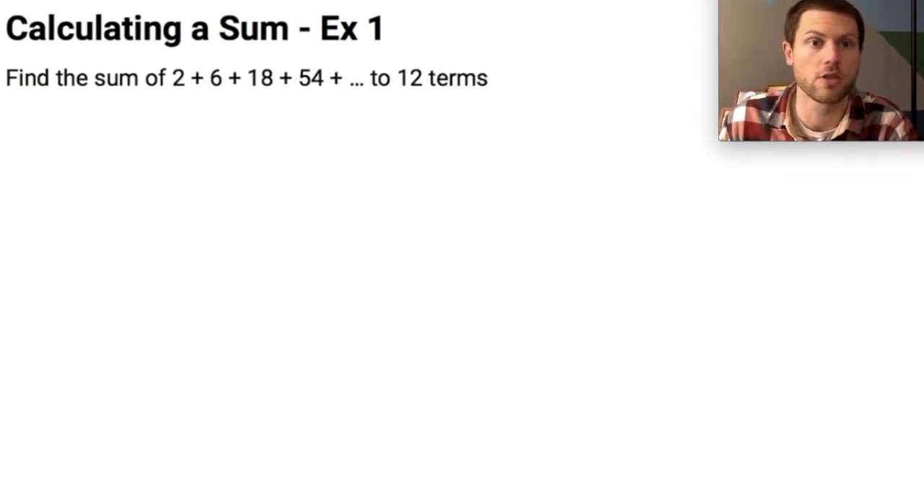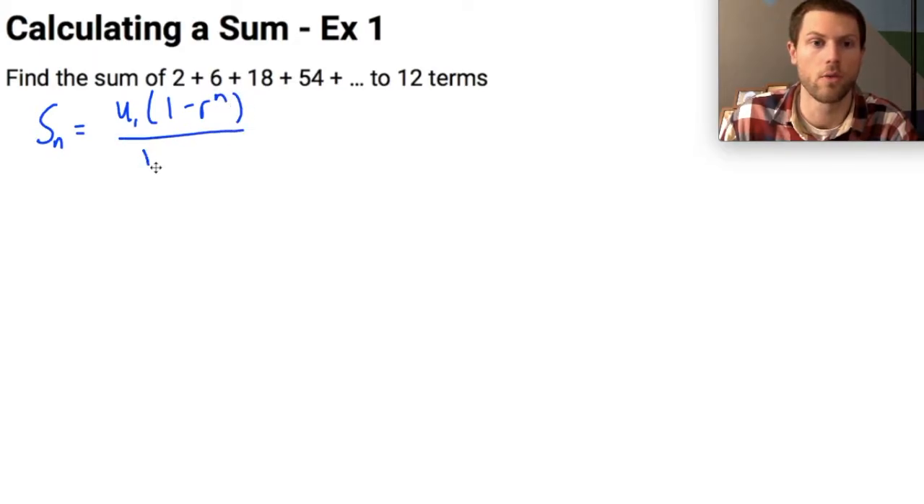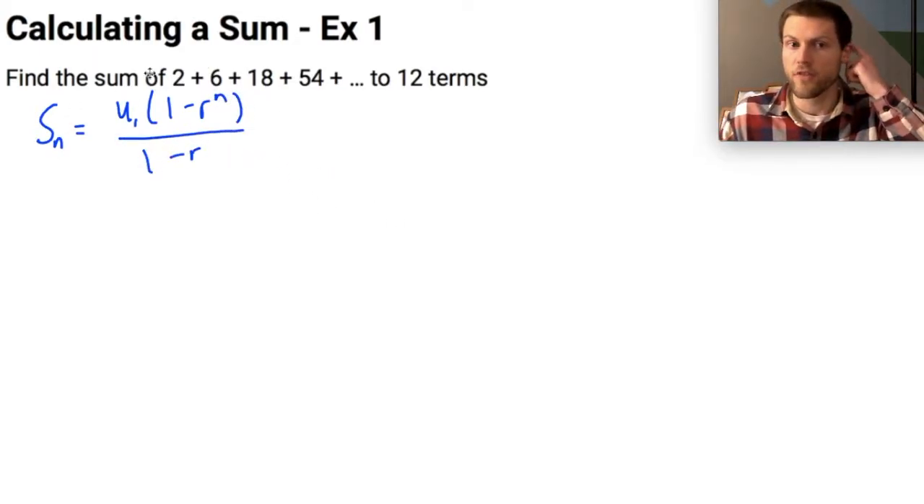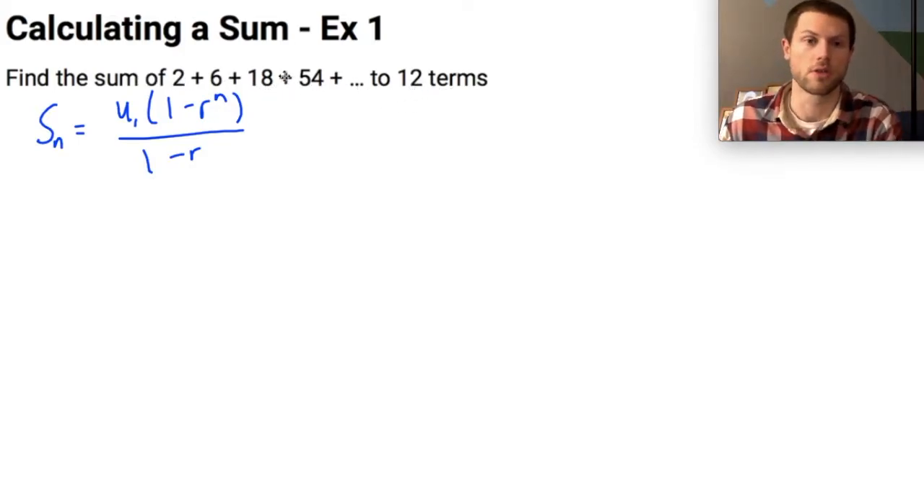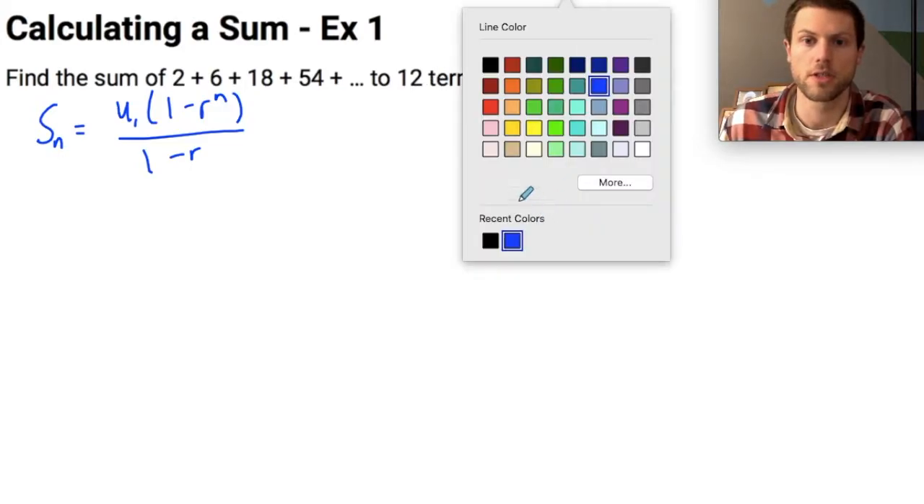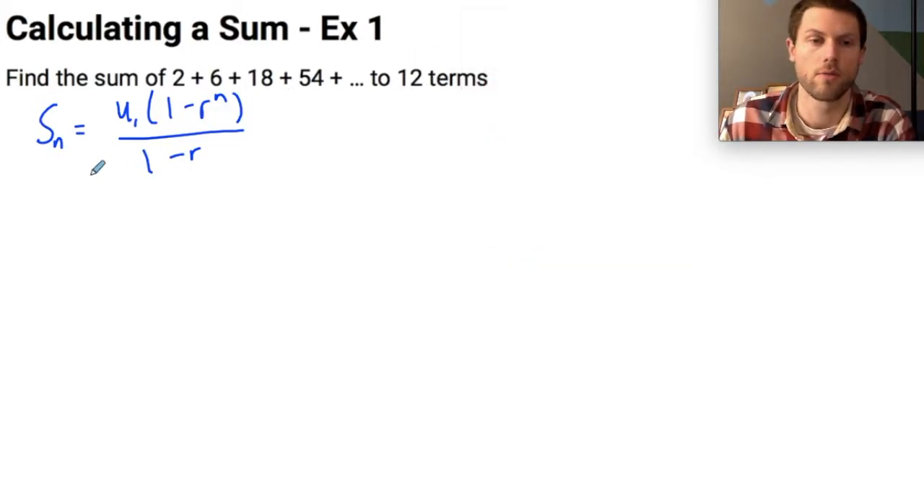So let's see what it looks like to use this. Let me write out that equation. S sub n is going to equal u sub 1 times 1 minus r to the n over 1 minus r. Now I want to find the sum of this geometric series, 2 plus 6 plus 18 plus 54, all the way up to 12 terms. So let's see what's important so far. I know my u sub 1 is 2.